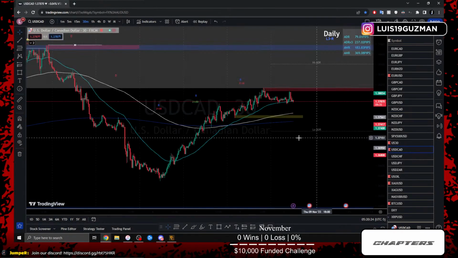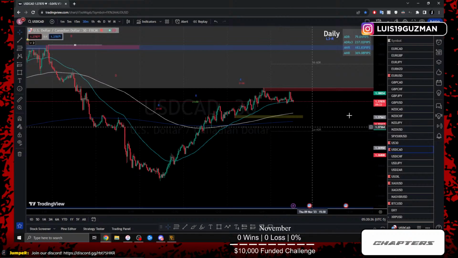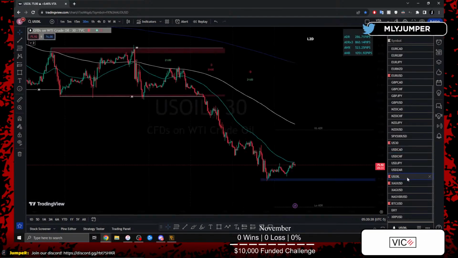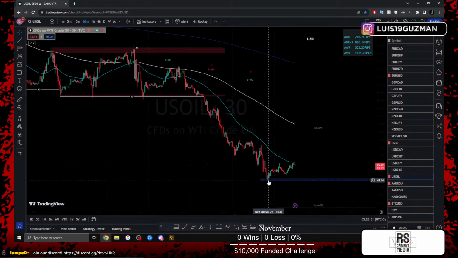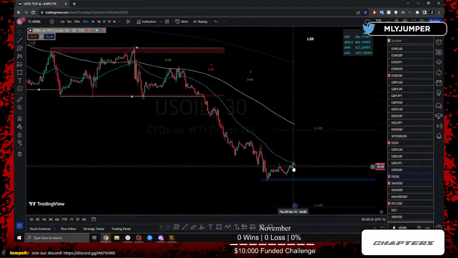Not gonna focus on that till NYC. This already did 3 days. Oil, we're looking for a 3rd day low. Right, we can see it wanted to, but then it turned around.